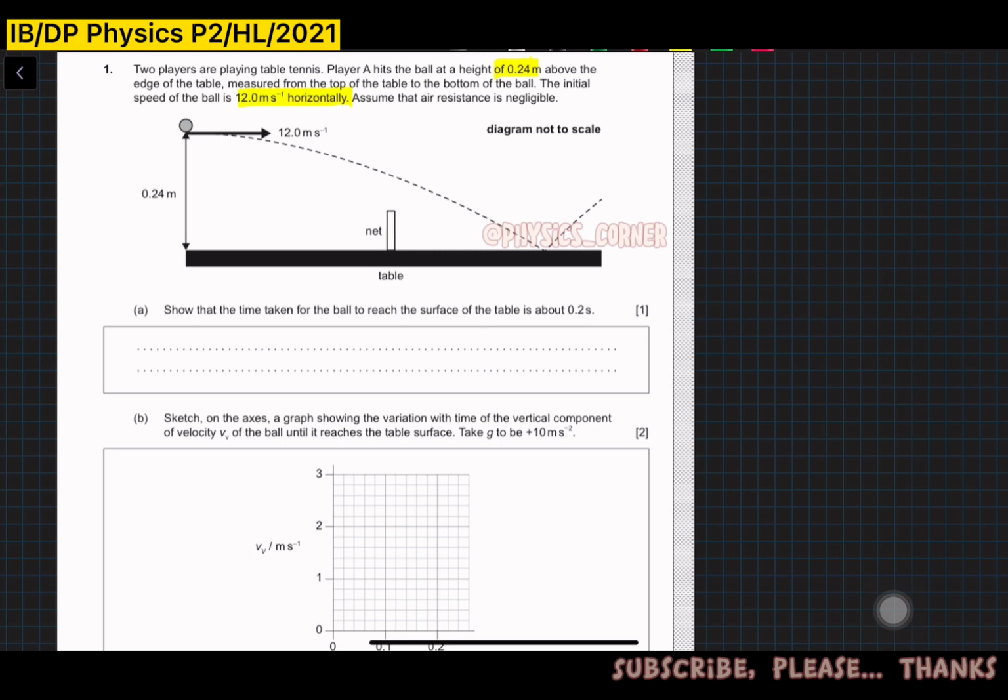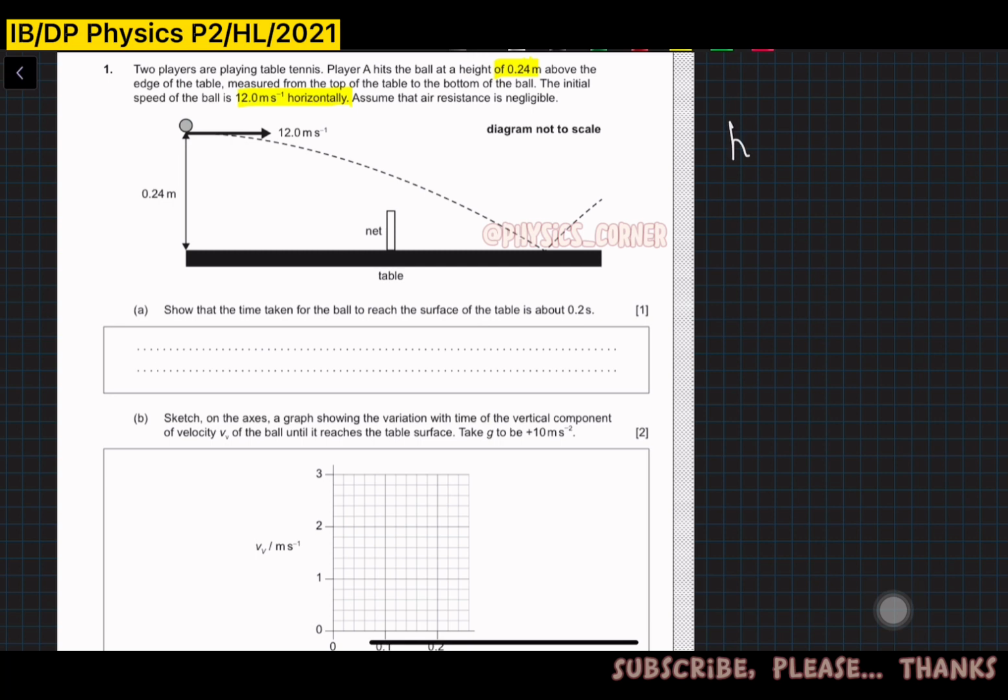Okay, actually this is projectile motion. There is no acceleration horizontally, but vertically there is gravitational acceleration. So we can put 0.24 to find the time.